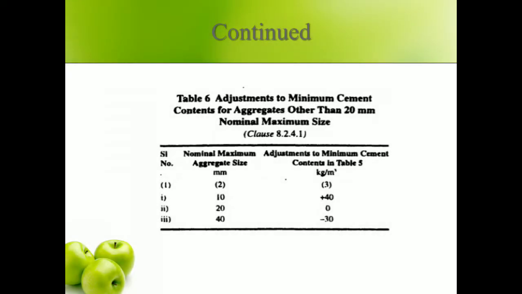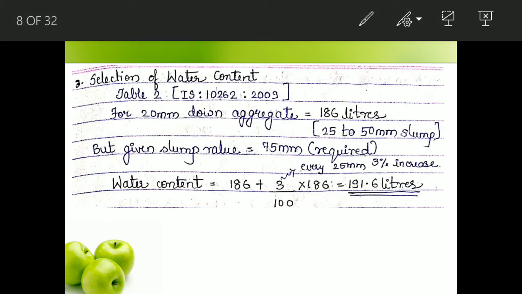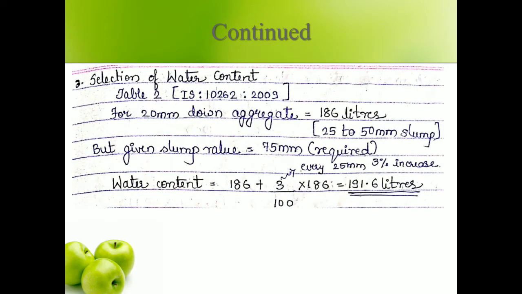Next is selection of aggregate. Rather than 20 mm down aggregate, if you have other sizes, then you have to adjust the values, that is the minimum cement content. So you will go into it in the next part.